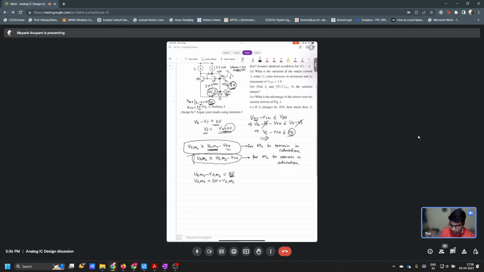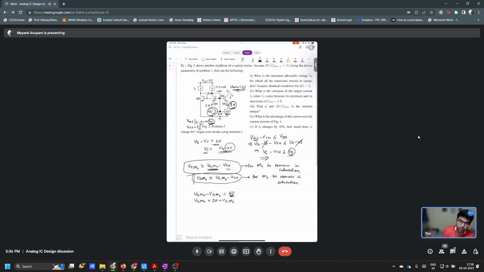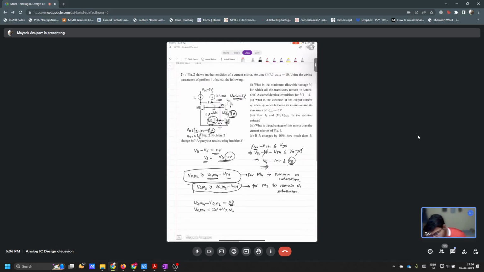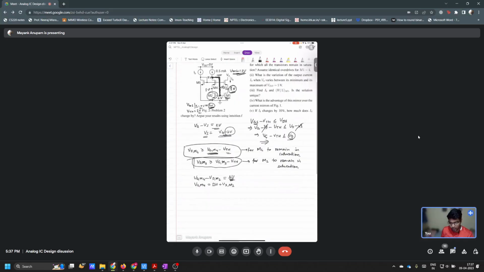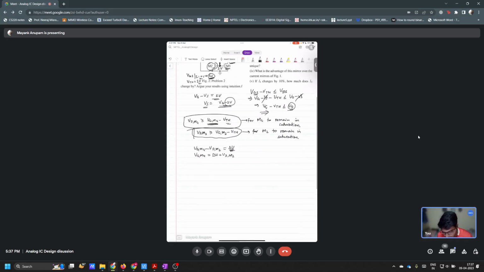So you may be wondering what I'm doing here. I'm trying to find out a constraint. You cannot always do this business here. There is some design constraint involved while using this kind of telescopic cascode. You cannot always guarantee that you will get this VO minimum equal to 2 volts, or that all the transistors remain in saturation when you do this telescopic cascode business. There are some constraints here, so that is what I'm trying to find out.